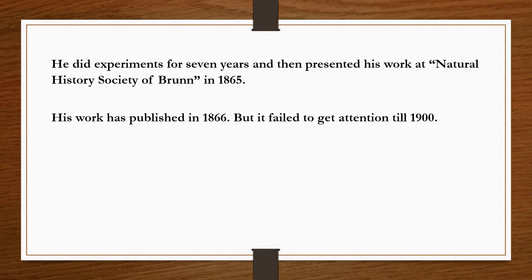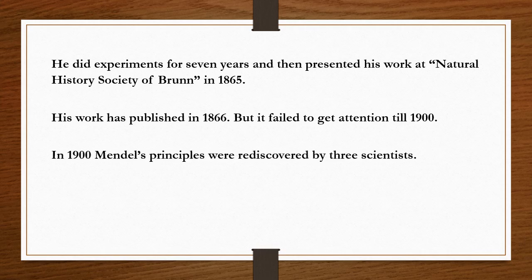His work was published in 1866, but it failed to get attention till 1900, because in 1859 the famous Origin of Species was published. So that's why the scientific world paid more attention to the Origin of Species. That is the reason why the results published by Mendel in the Natural History Society of Brünn did not get attention till 1900, around 34 years. This research did not get any attention.